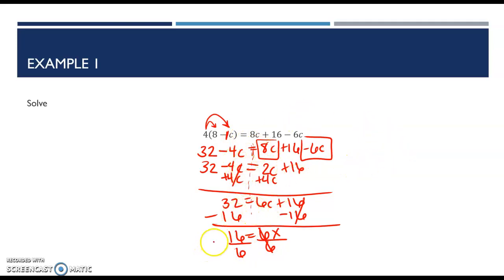So I know that 2 goes into both 16 and 6 because they are both even numbers. And so now I know that c is going to equal 16 divided by 2 is 8, and 6 divided by 2 is 3. And so c equals 8/3.